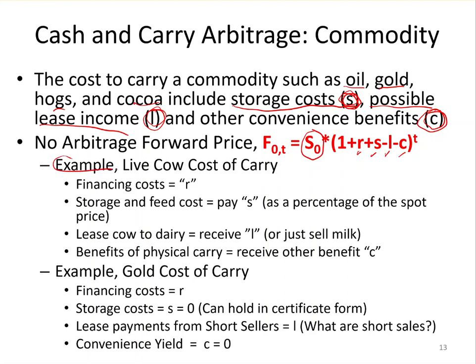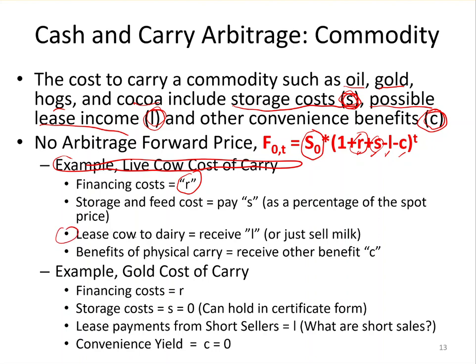So let's do an example of a live cow cost of carry. I'm going to buy a cow today and enter into a forward contract to sell it in, say, 6 months. I'm going to borrow at some interest rate R. Okay, that's what the R is. I'm then going to pay somebody to hold the cow for me. We'll call that S as a percentage of the asset.